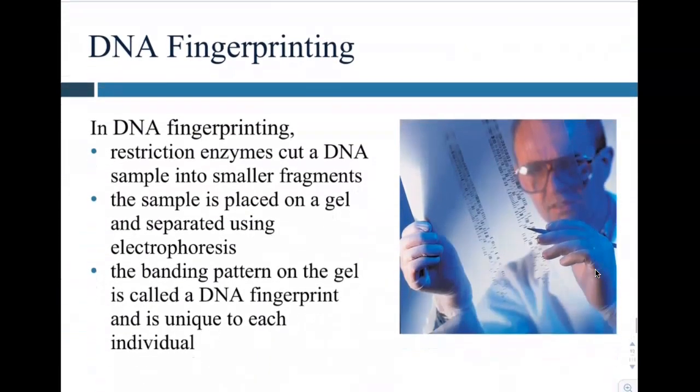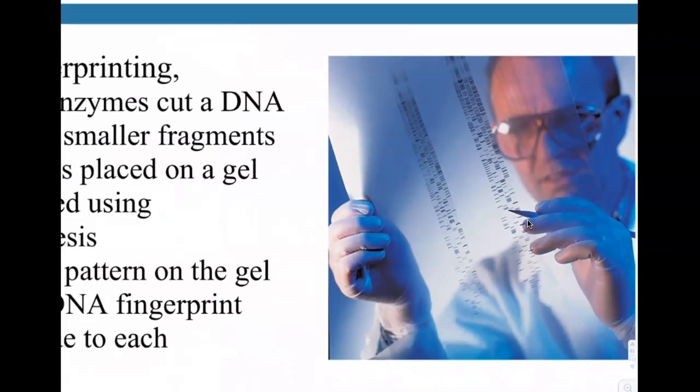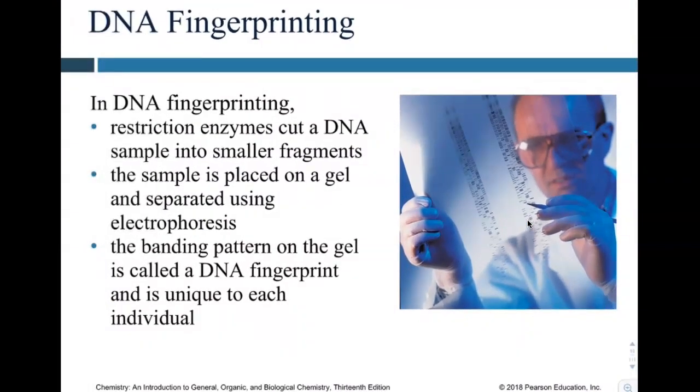You can also do DNA fingerprinting. We can take a DNA sample, cut it into fragments, and we can use electrophoresis to separate the fragments out. The banding pattern, and so this guy's holding an electrophoresis banding pattern here. This banding pattern is called a DNA fingerprint, and everybody has a different DNA pattern because everybody has a unique DNA sequence.